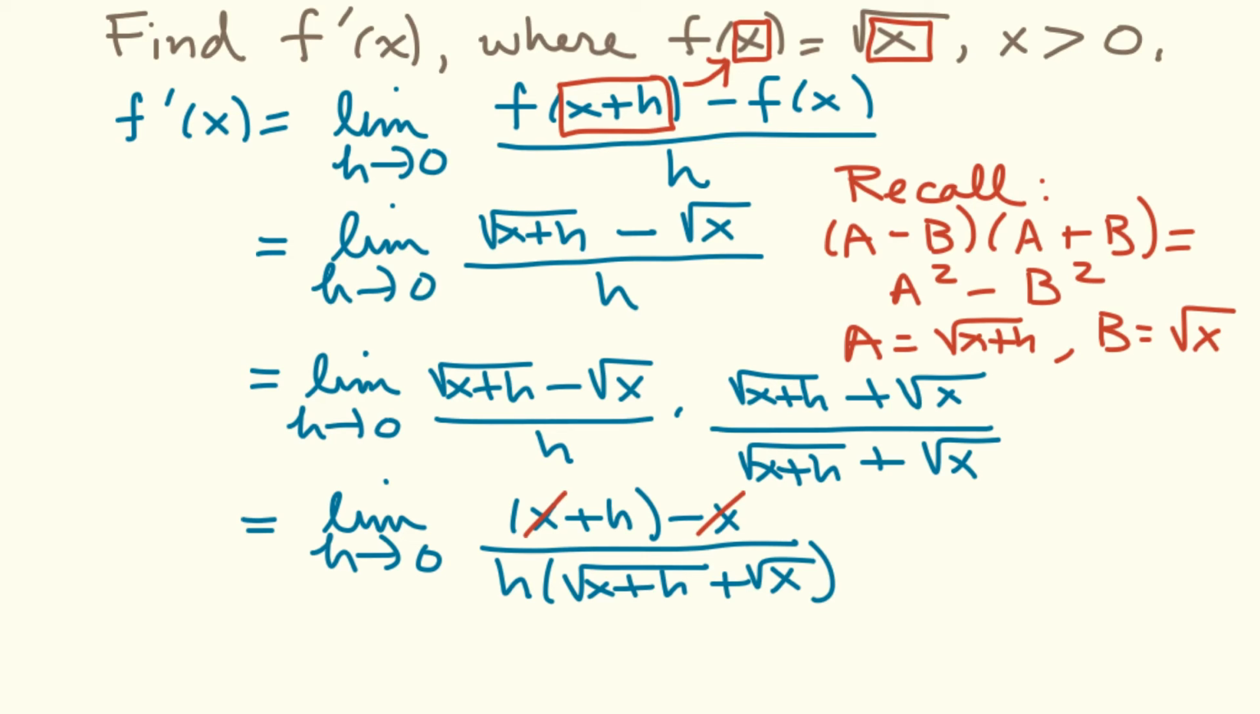Well, we see that the x's cancel. Then we also see that the h's cancel. And what are we left with? Well, there's really just a 1 on top, and when h goes to 0 here, that's the only place there's an h left, we get the square root of x plus the square root of x. That is simply 1 over 2 times the square root of x, and that is the derivative of the function square root of x found using the definition of the derivative.